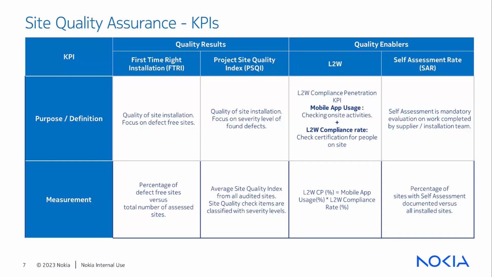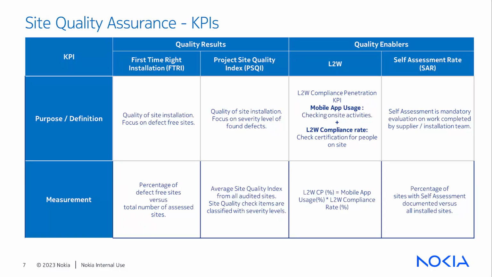KPI is measured on the basis of defect-free sites against total number of sites assessed during the period. Defects are reported based on the quality checklist in use that we discussed previously. PSQI, that is Project Site Quality Index: through this KPI, site quality is measured using the same quality checks as for FTRI, but this KPI is based on severity of the defect rather than count of defects.